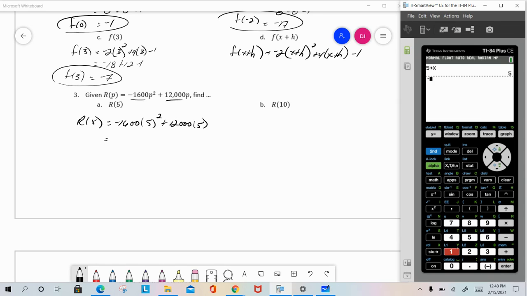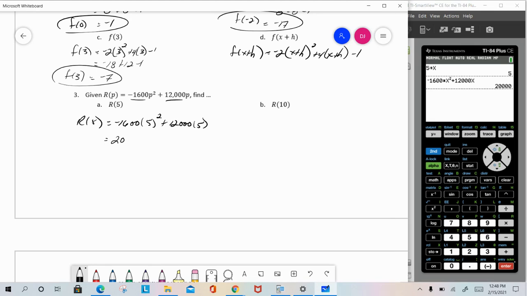And we're going to do negative 1600 times 5, times x squared, plus 12,000x. And so that's going to be 20,000. So R of 5 is 20,000.